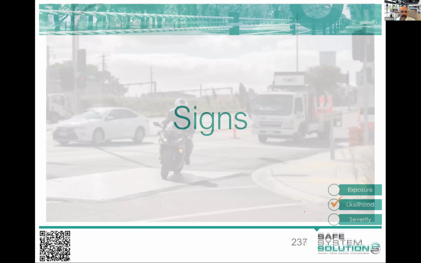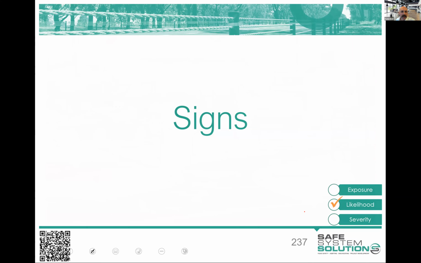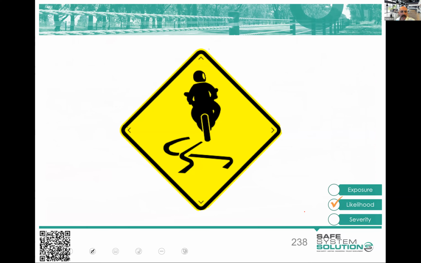We've got signs. So we've got warning signs, guiding, informing signs. There's particular signs you can use to warn motorcyclists, because motorcyclists are very well attuned to signage, and it's actually quite a good likelihood reducer to be providing really good signage for motorcyclists.